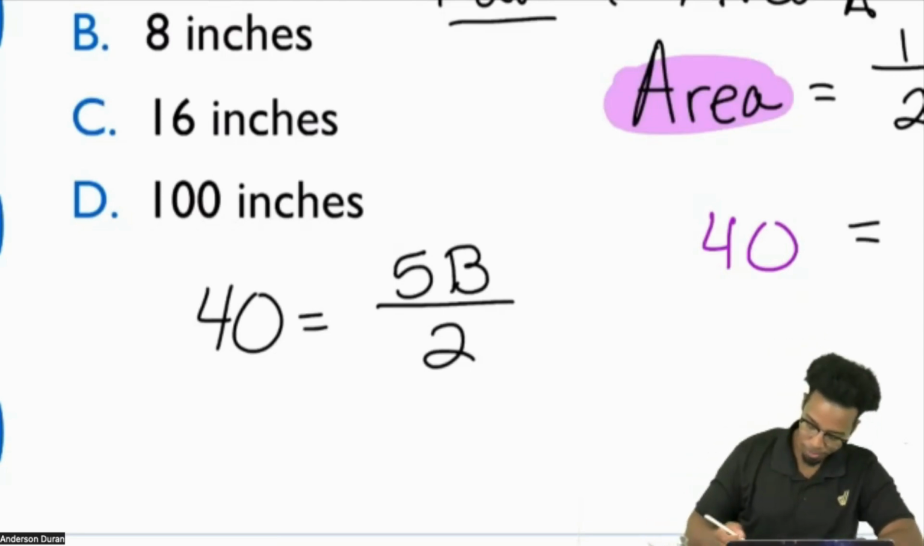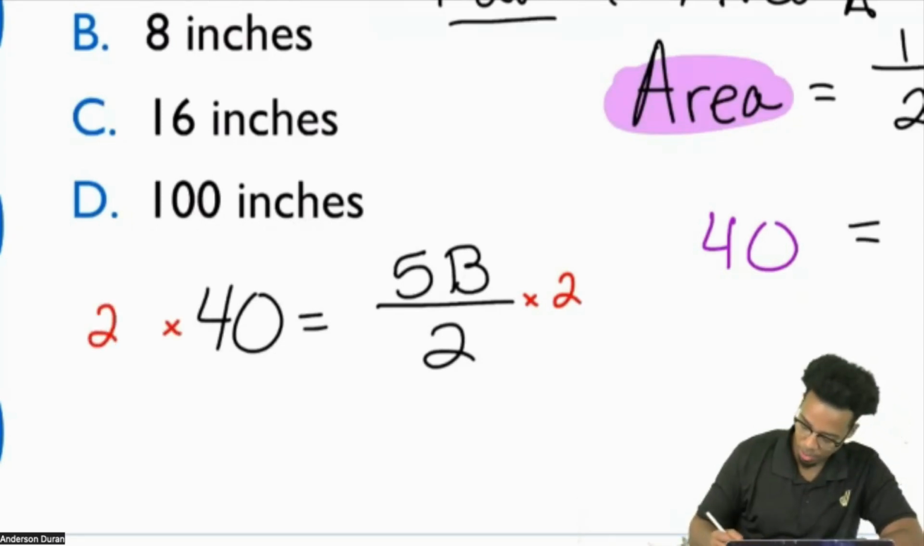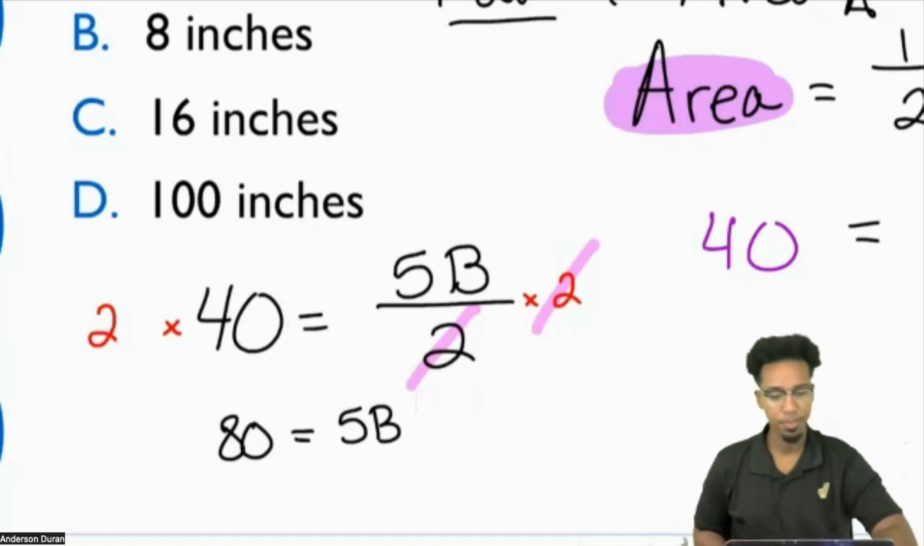Absolutely, right there and right there. Booyah. It cancels on the left, on the right side. And so we have 2 times 40, which is 80, equals 5b.